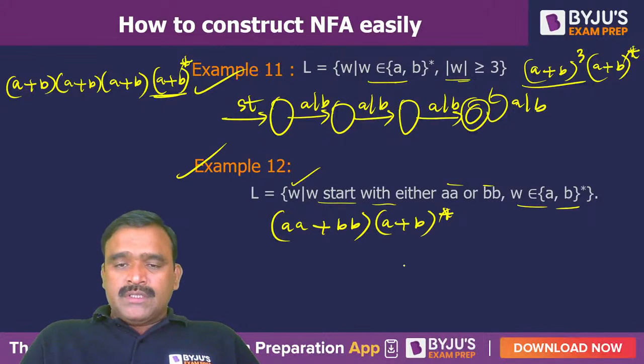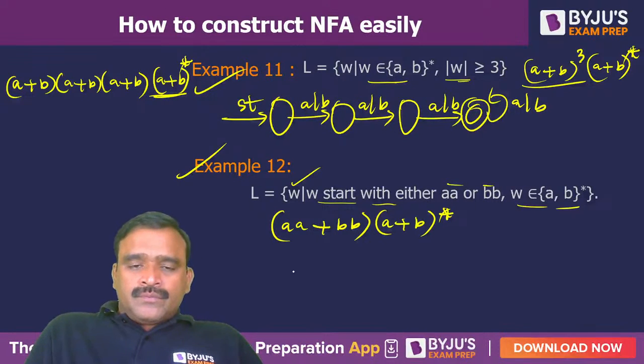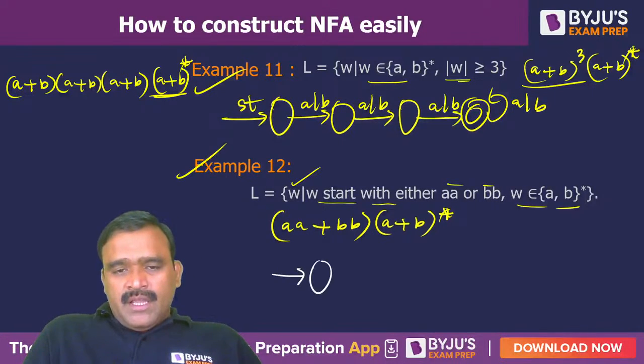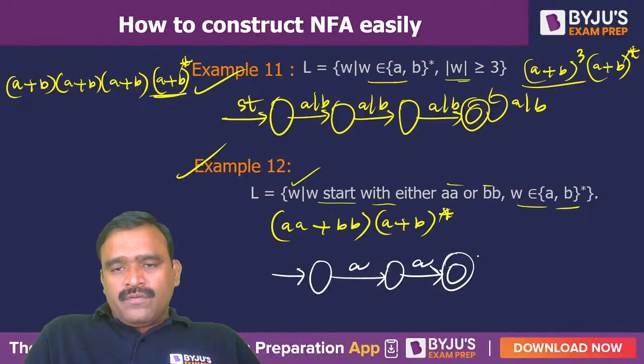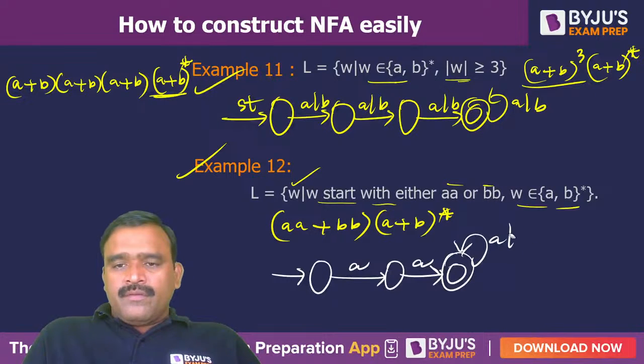So how can we do this? So there are two things we can maintain here. So if we start with AA, for example, then you should go to the final state, and we have to go to any combination of A's and B's after AA. After AA, we can get any combination of A's and B's.